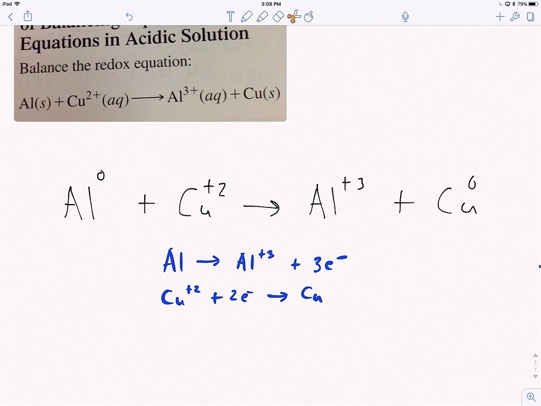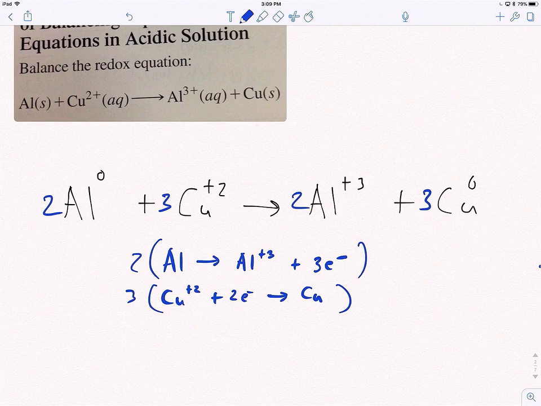Okay. So the next portion is you have to find the lowest common denominator between the electrons. And 2 and 3 are both prime numbers, so the lowest common denominator of them is just they have to multiply, so it's 6. Which means to balance this, we have to multiply the top one by 2 and the bottom one by 3. So 2 aluminums with 3 copper make 2 aluminums and 3 copper metals. And there's no oxygen here, so we're actually done.